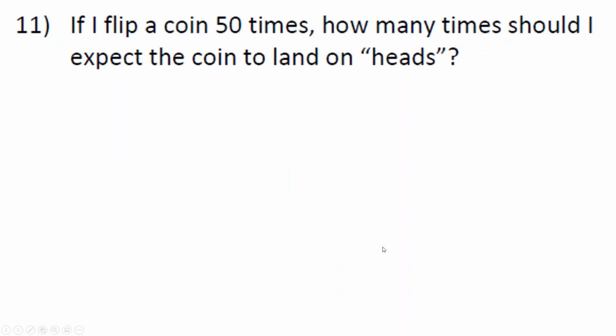If I flip a coin 50 times, how many times would I expect the coin to land on heads? This is something called theoretical probability. I'm not actually flipping the coin, I'm just thinking about flipping the coin. How many times would you expect it to land on heads? Some of you already probably have an answer.